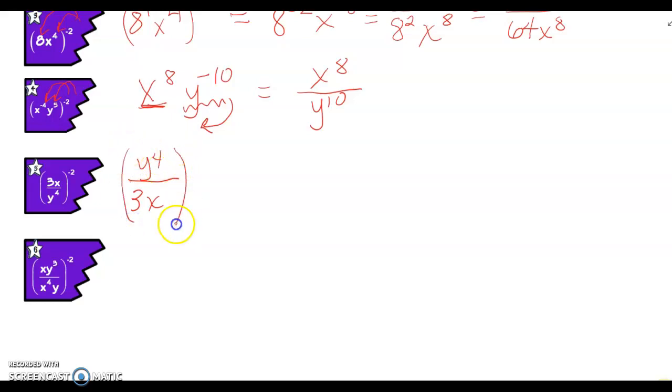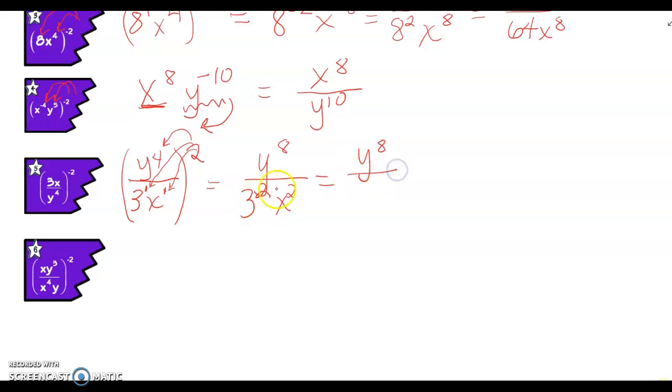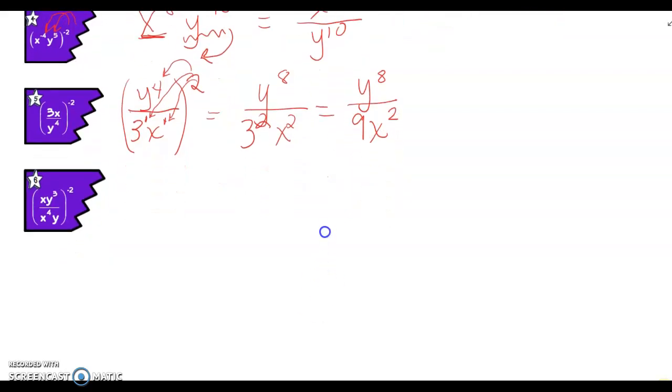I'm leaving everything just flip-flopped, and this is still squared because I haven't squared it yet. Now, everything has to get multiplied by an exponent of 2, including the 3's exponent of 1 and the x's exponent of 1. So this now becomes y to the 8th over 3 squared x squared. Look real quick, there's no negative exponents, nothing needs to get moved. 3 squared is 9, and I have x squared left.